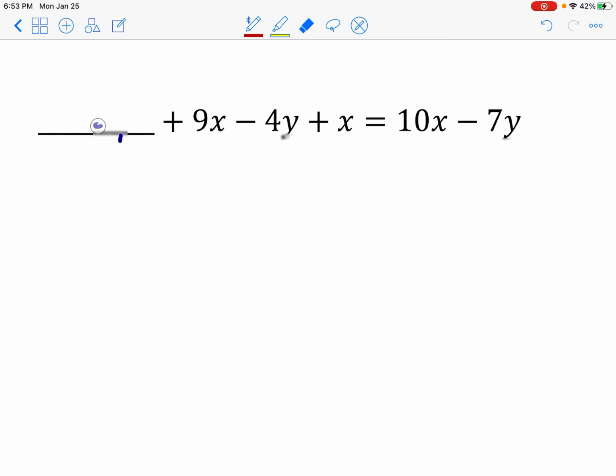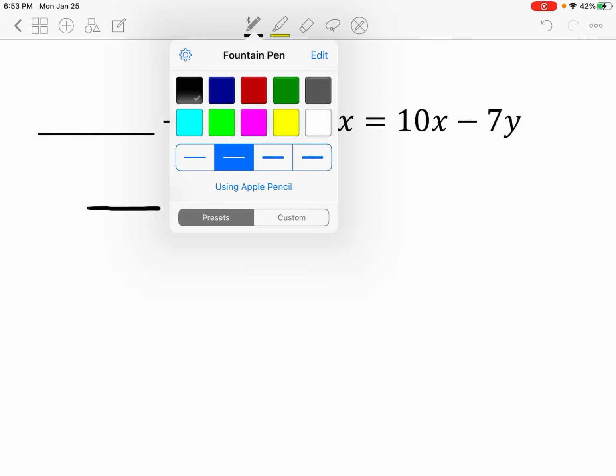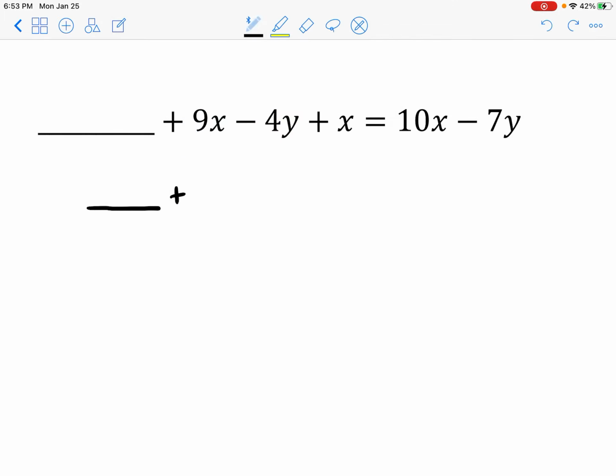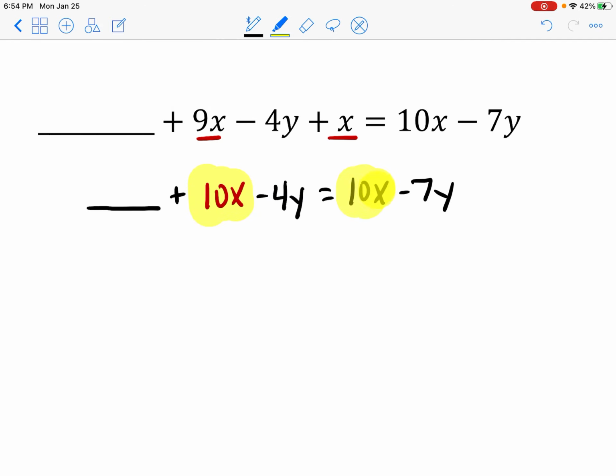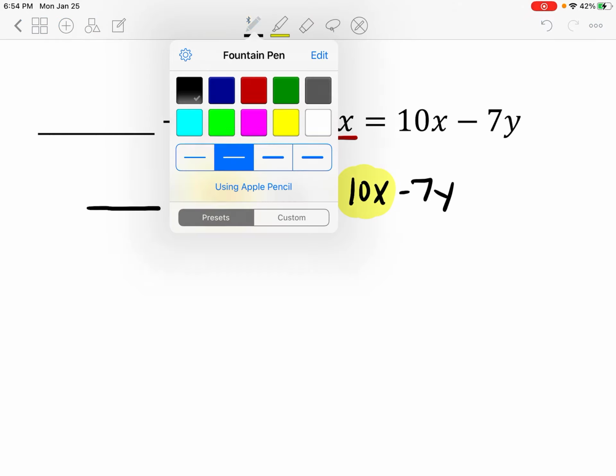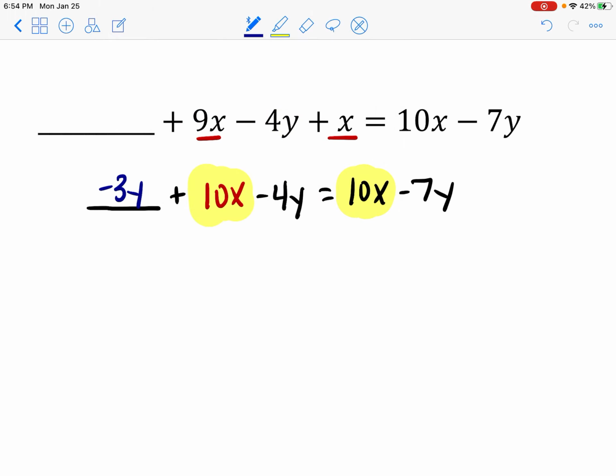Maybe I should rewrite this for you. This blank, let's leave that, plus, when we put together these 9x's and that 1x, I have 10x. And then I still have a minus 4y, and then again 10x and a minus 7y. Since these parts are already good, they match. Again, we're just trying to make the y's balance out too. So the negative 3y here and the negative 4y would take us to that negative 7y total. So negative 3y was missing from that blank.